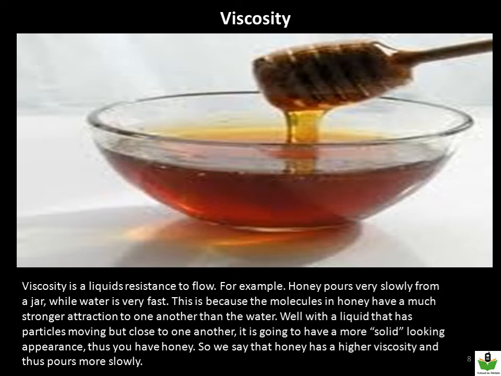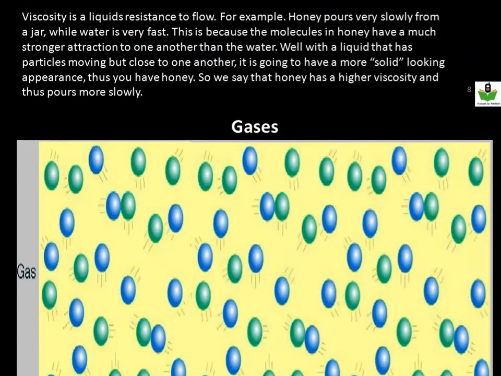For example, honey pours very slowly from a jar, while water is very fast. This is because the molecules in honey have a much stronger attraction to one another than in water. A liquid that has particles moving, but close to one another, is going to have a more solid-looking appearance. Thus you have honey. So we say that honey has a higher viscosity and thus pours more slowly.